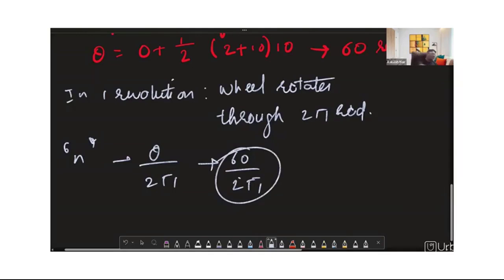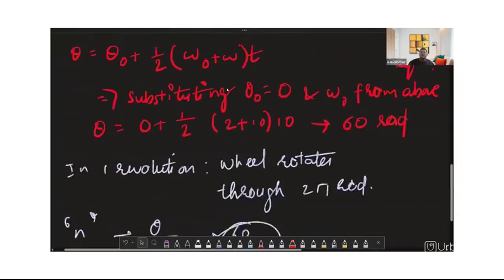Just matching the option, we are getting 60 by 2 pi. It can also be written as 2 into 180, and 60 by 2 pi is also the right answer.